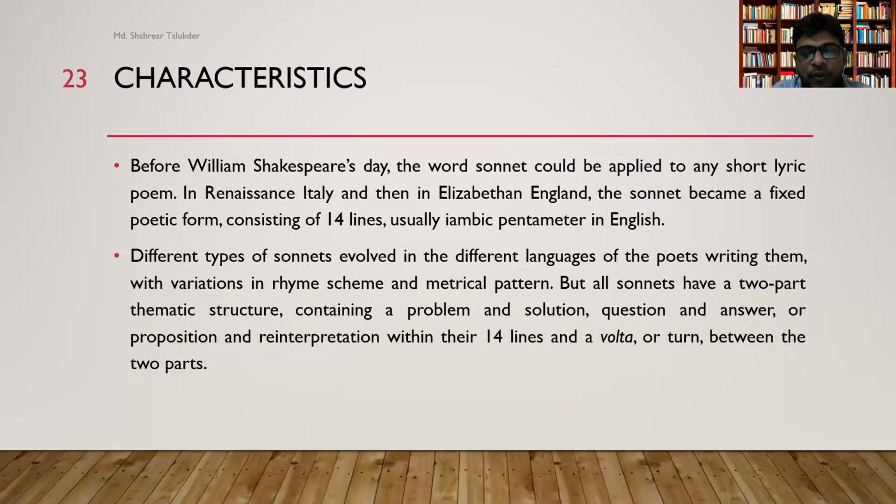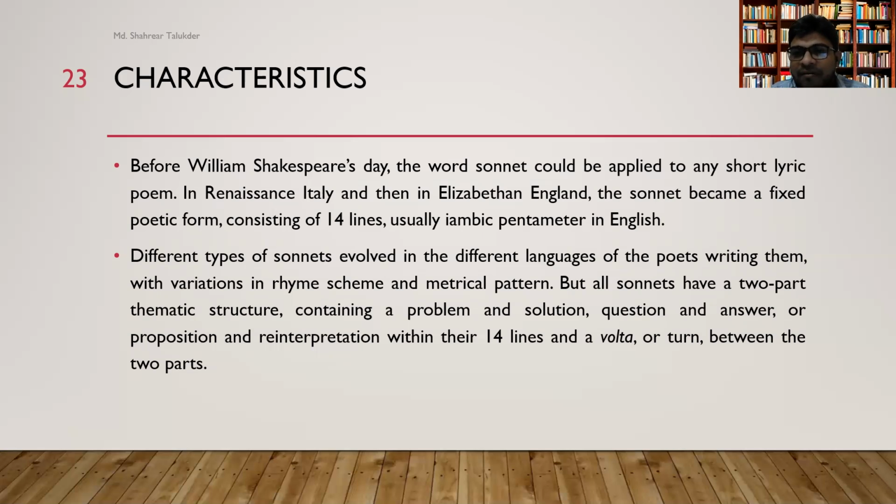And it came from Italy to England, or you can say the English literature from after the Renaissance that happened in Europe. Now, different types of sonnets evolved in the different languages of the poets writing them, with variations in rhyme scheme. So I told you the rhyme at the end of the sentence, like A, B, B, A, B, A, B, just like this. That's the rhyme scheme and the metrical pattern, the stressed and unstressed syllables pattern. So we can find variations regarding these matters.